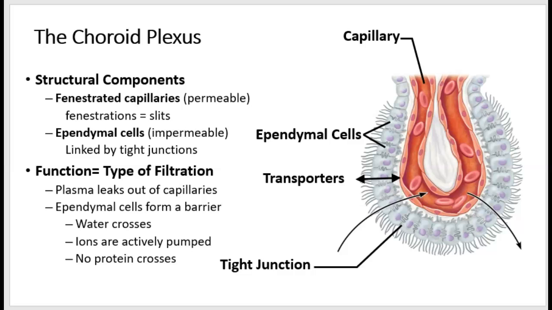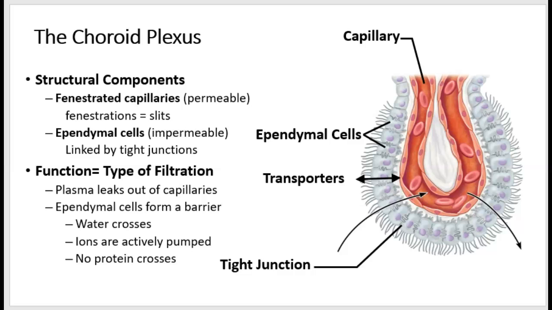The choroid plexus, therefore, is where CSF is produced, and it is located in all four ventricles. The components of a choroid plexus include fenestrated capillaries and ependymal cells. The fenestrated capillaries contain slits, called fenestrations, that allow water and solutes to escape the blood.